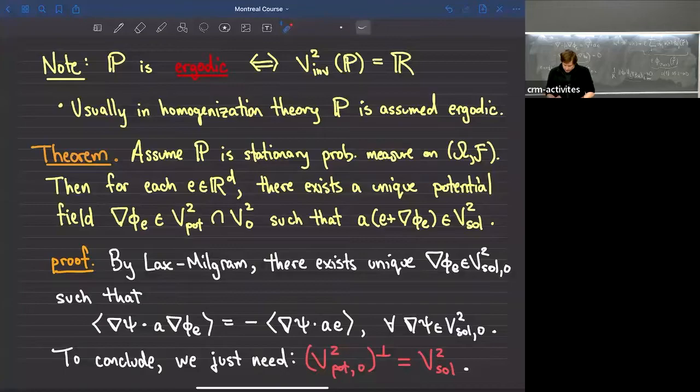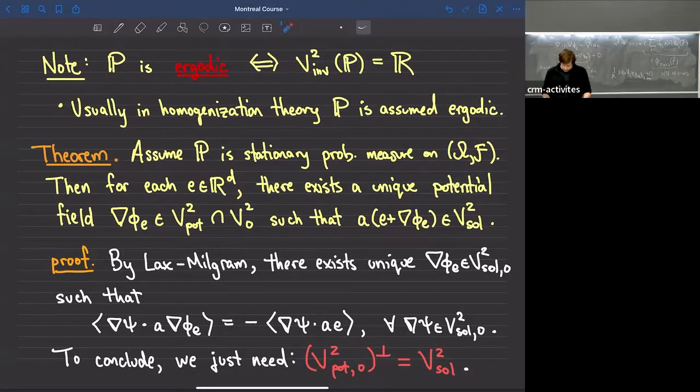Okay, so there exists a unique potential such that what? Such that this flux is solenoidal. Well, that being solenoidal means that its divergence is 0, which means that it solves the equation, right? The same equation that we had here. Okay, so that is the super abstract theorem.